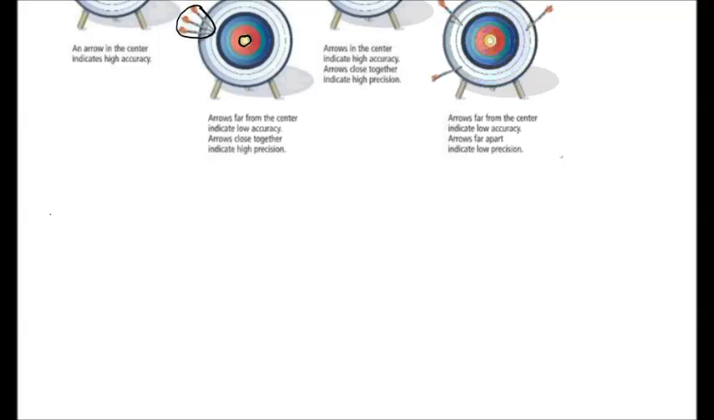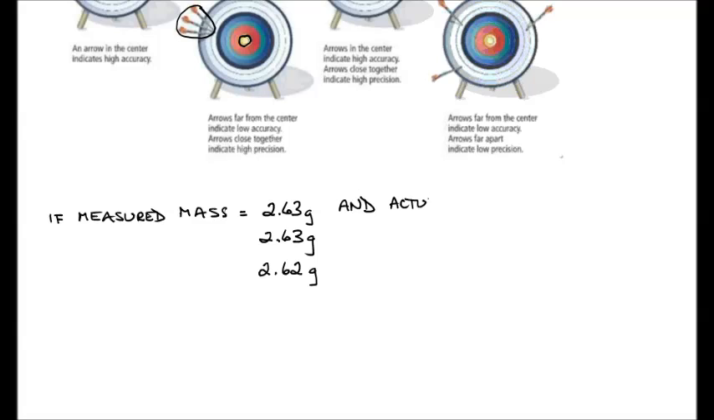To apply this to chemistry, if a measured mass is weighed as 2.63 grams one time, 2.63 grams a second time, and 2.62 grams a third time, which is still pretty close, and the actual mass is equal to 2.63 grams, then this measurement was both precise, because all 3 values were close, and it was accurate because the measured mass was close to the actual mass.